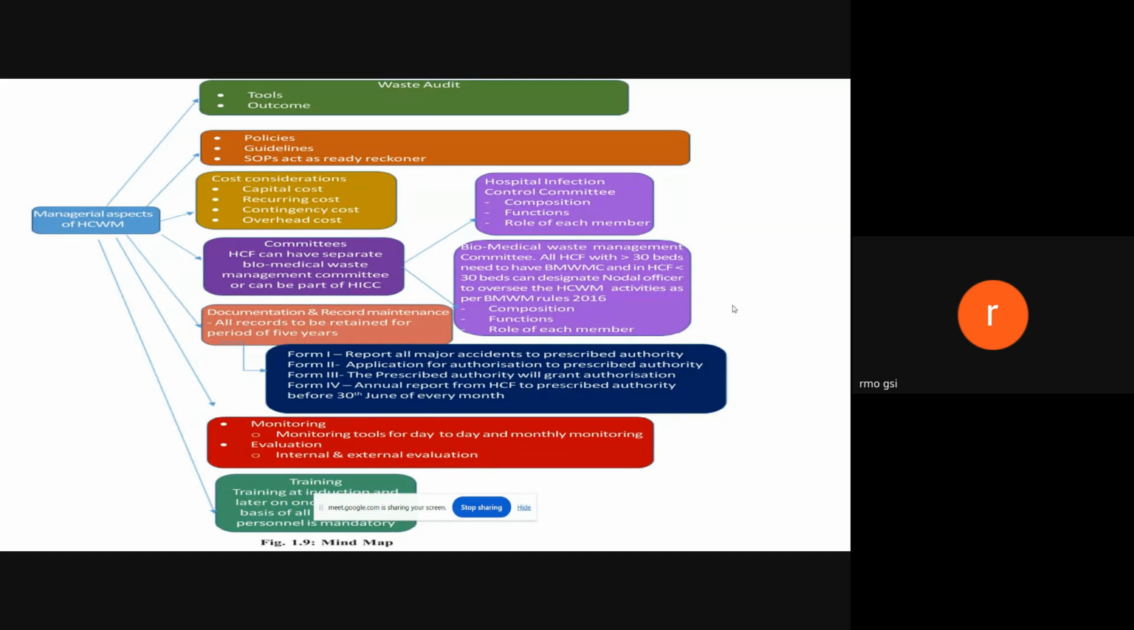Another thing is that as per the NACO guideline, if any healthcare worker gets a needle prick or needle stick injury, the administration should follow the NACO guideline and provide all the treatment to the healthcare workers free of cost.